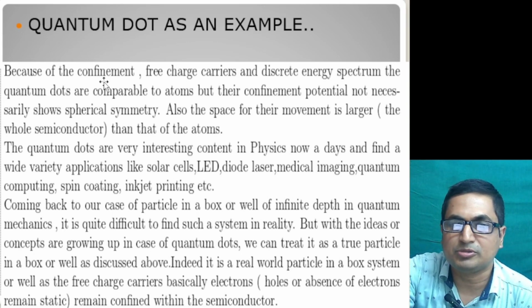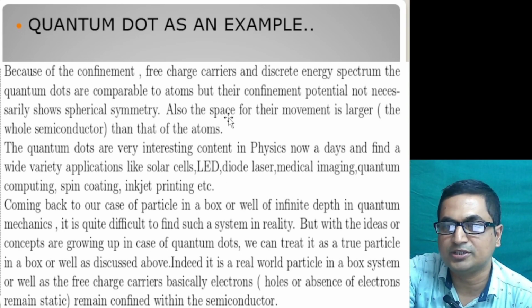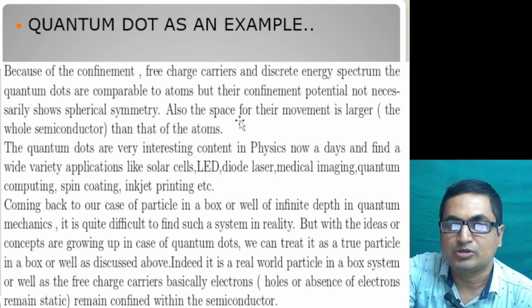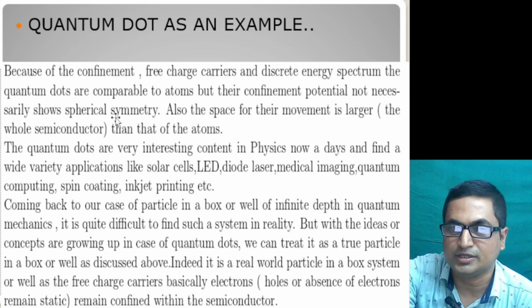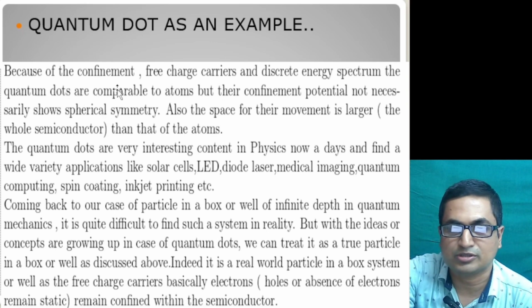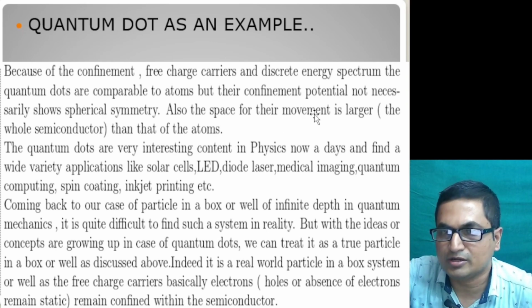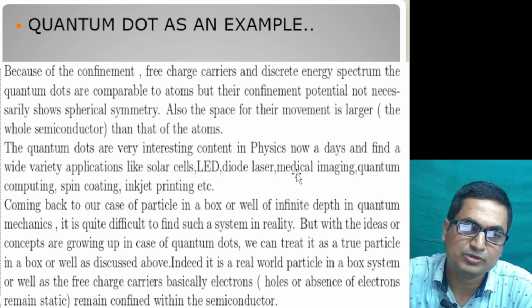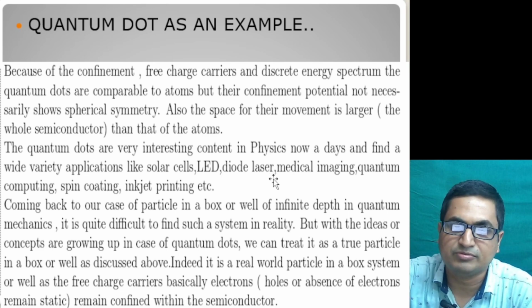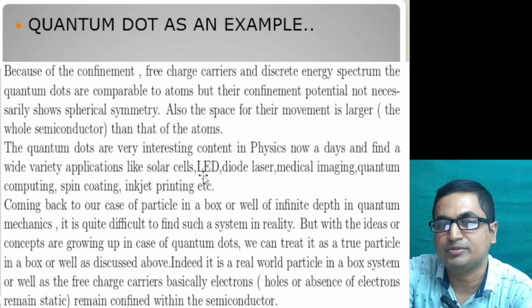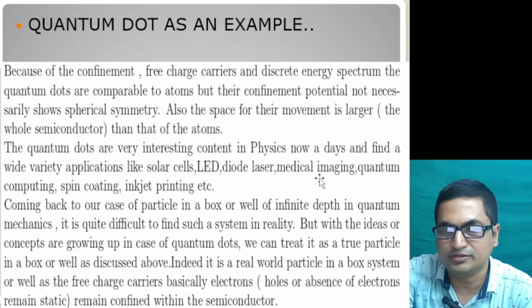Because of the confinement, the free charge carriers and discrete spectrum of quantum dots are comparable to atoms, but the confinement potential does not necessarily show spherical symmetry. That is the only difference we can find between atoms and quantum dots. Also, their momentum space is larger, and they thus produce very important content in physics, because they have a wide variety of applications like solar cells, LEDs, and diode lasers.